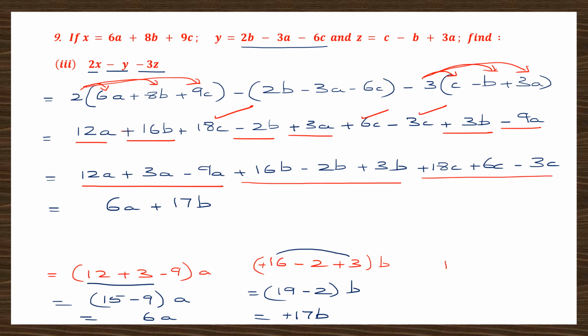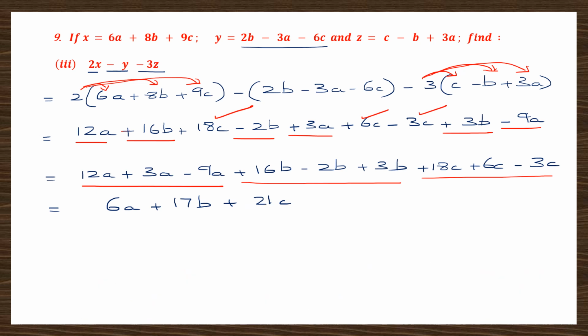Now let's take the last one. Again, only the numbers: 18 plus 6 minus 3c. Add the numbers with the plus sign. 18 plus 6 is 24. 24 minus 3 is 21. So this is plus 21c. So we have a final answer: 6a plus 17b plus 21c.